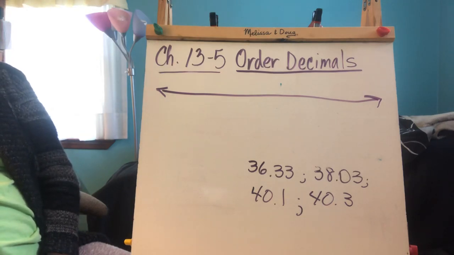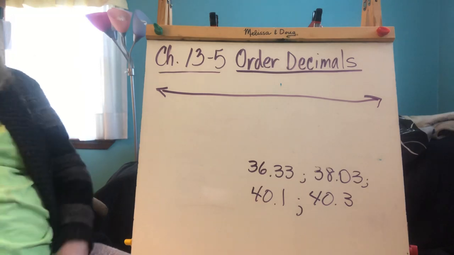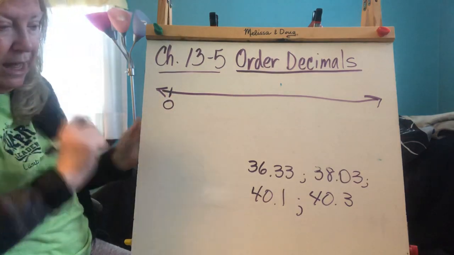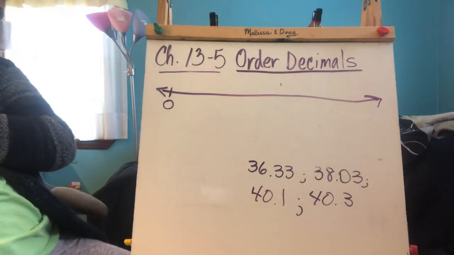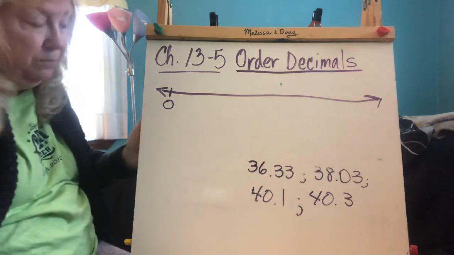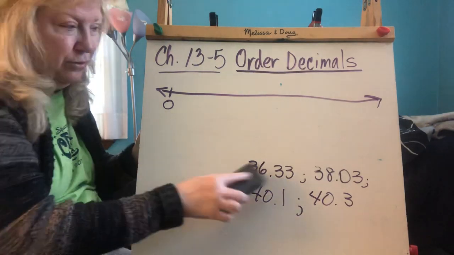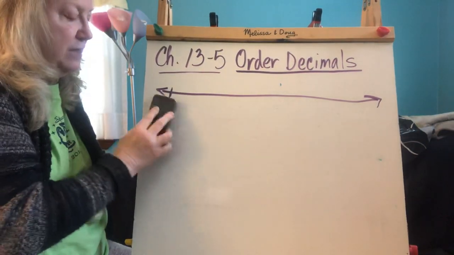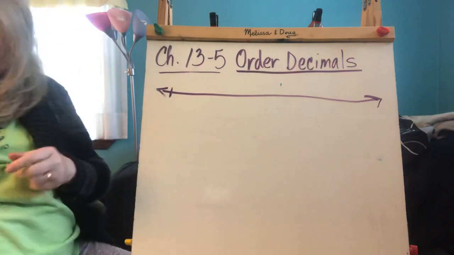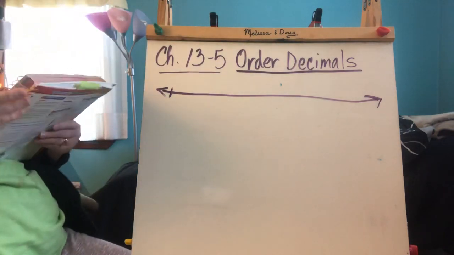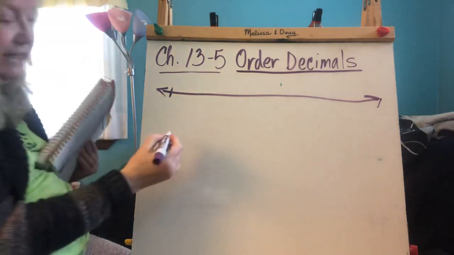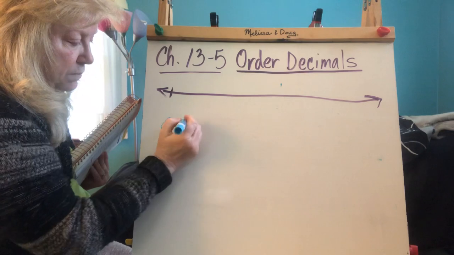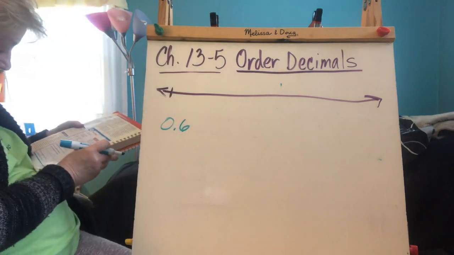Now, in this case, our number line is going to start at zero. And our number line, you know what? These numbers are going to be too big, you know, 30s and whatever. And I don't want to draw 30 numbers. So I'm going to give you a different set of numbers that I want you to put on this number line. I'm going to give you 6/10. Let me put it in blue. 6/10. So it's 0.6, 6/10.